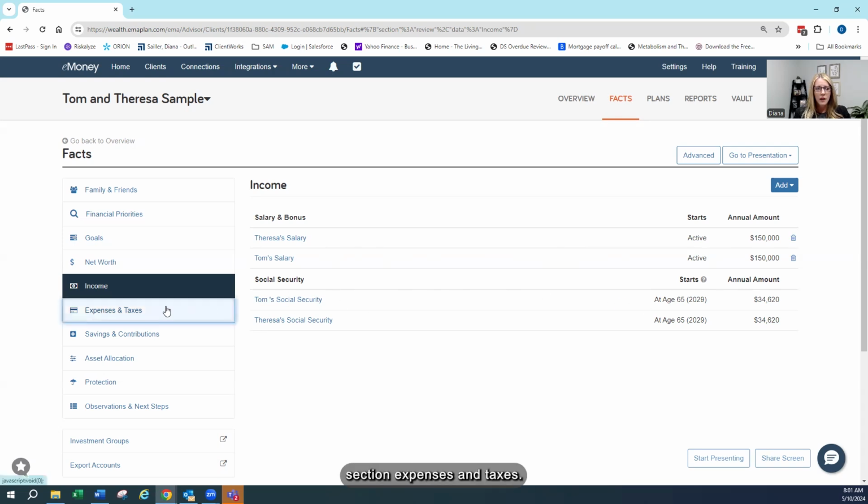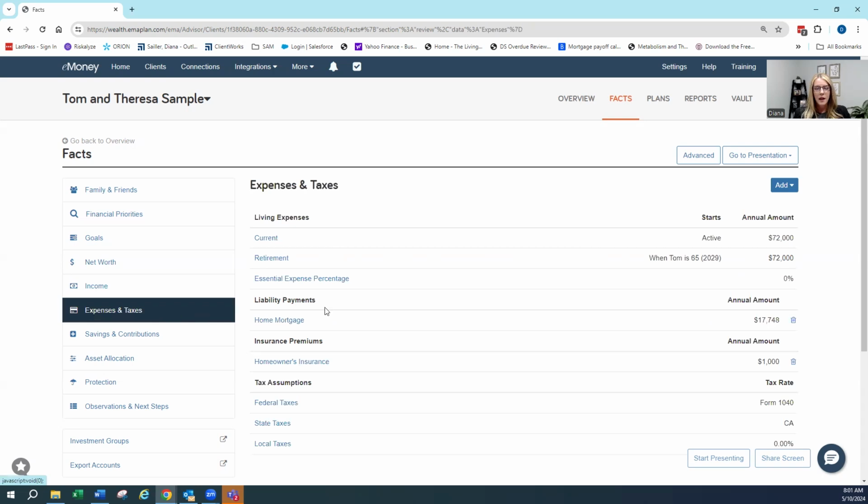The next section, expenses and taxes. This section is crucial. The more accurate we are with expenses, the better the plan will be. This software is a cash flow software, so it's based off of cash flow methodology. So basically what's coming in and what's going out. What we have shown here for this example is $72,000 a year in expenses, or about $6,000 a month. This would be in addition to their mortgage, in addition to the homeowner's insurance, and then also taxes.